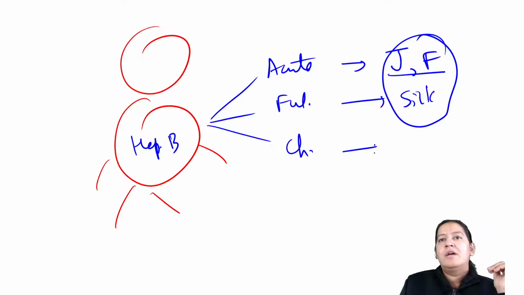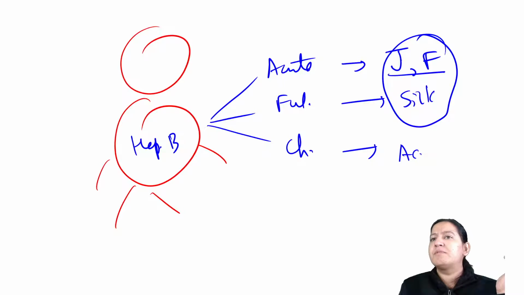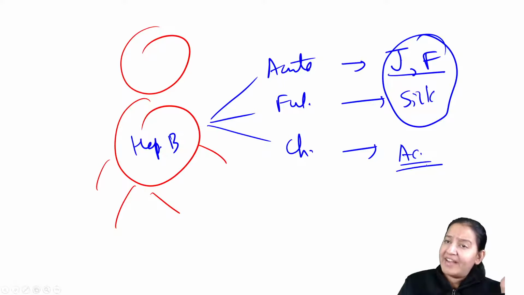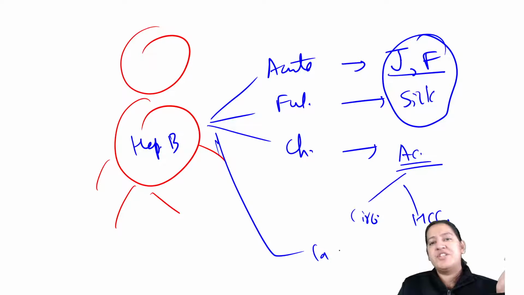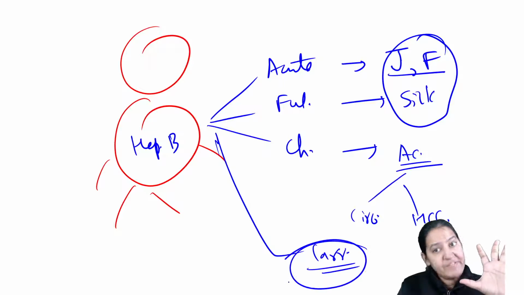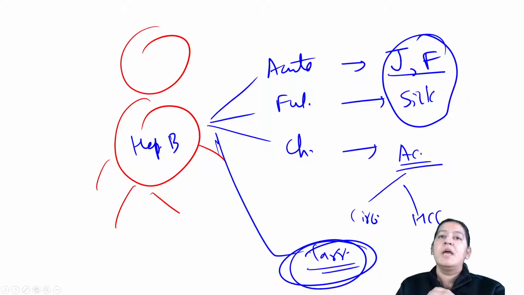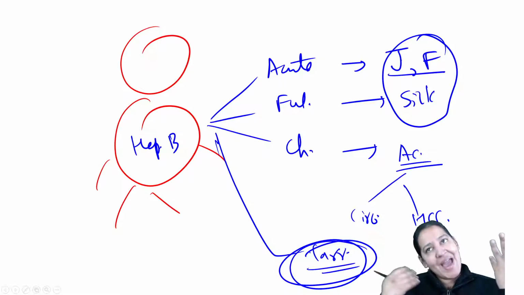In chronic, patient will not have jaundice, patient will not have fever. Patient will come to you with complications. So patient usually comes with ascites. So you will find the cause of the ascites. It can be cirrhosis. It can be hepatocellular carcinoma. Or patient can come as a carrier, not a patient. So he himself is asymptomatic and spreading it to the community members. So that is carrier. So anything can be possible.